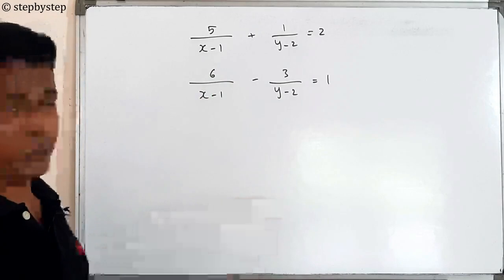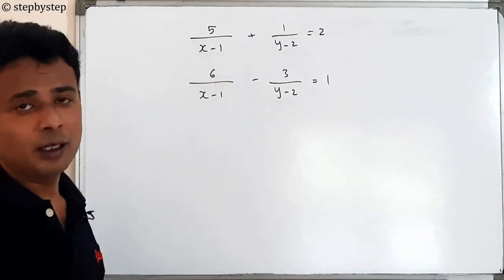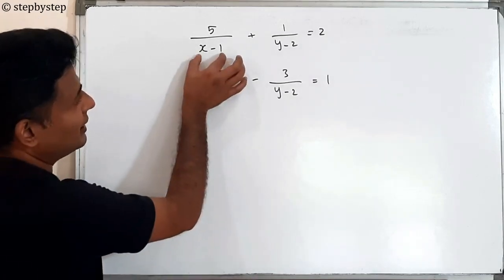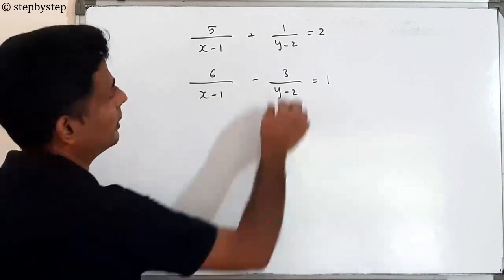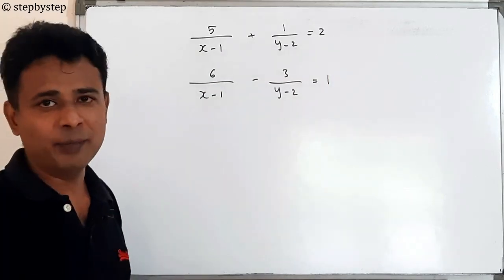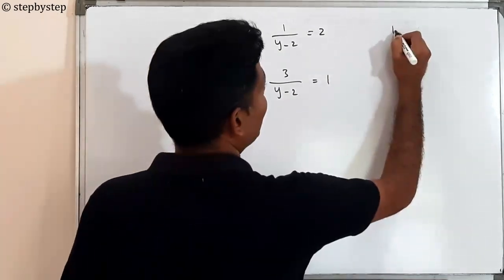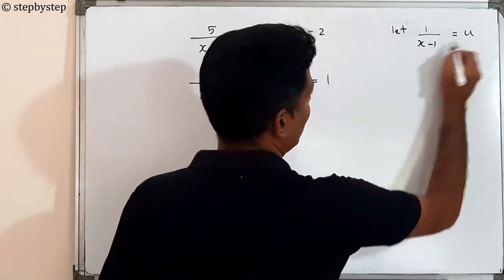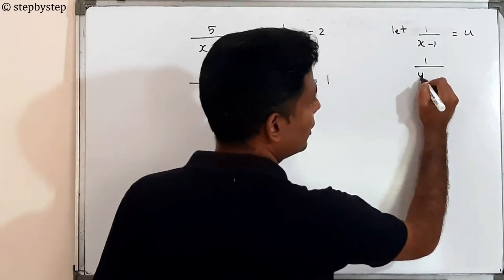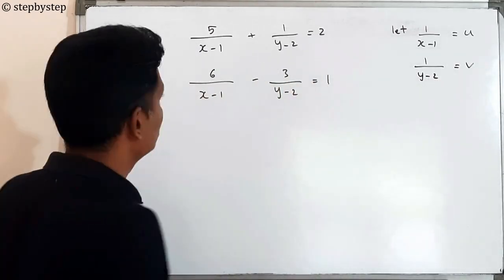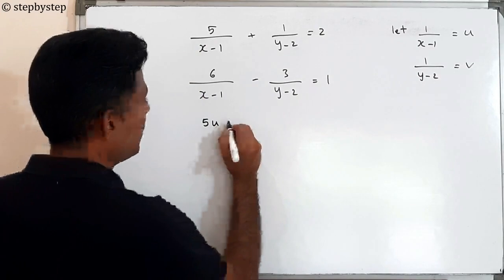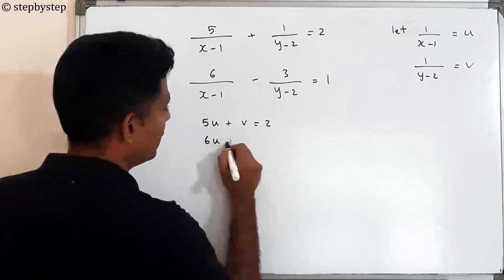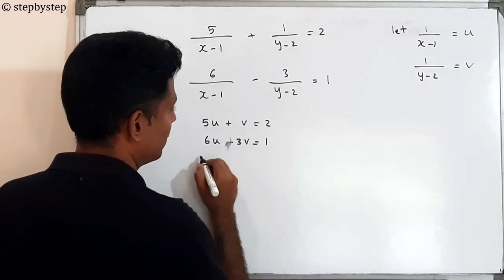Alright guys, the next question in the test, you have been asked to solve this system of equations. Now you know how to solve when it is 1 by x, 1 by y. If you notice, here it is 1 by x minus 1, here also 1 by x minus 1. Here it's 1 by y minus 2, here also 1 by y minus 2. So what we'll do is, we'll let 1 by x minus 1 be equal to u and 1 by y minus 2 be equal to v. So what happens to this? This becomes 5u plus v equal to 2, and this becomes 6u minus 3v equal to 1.